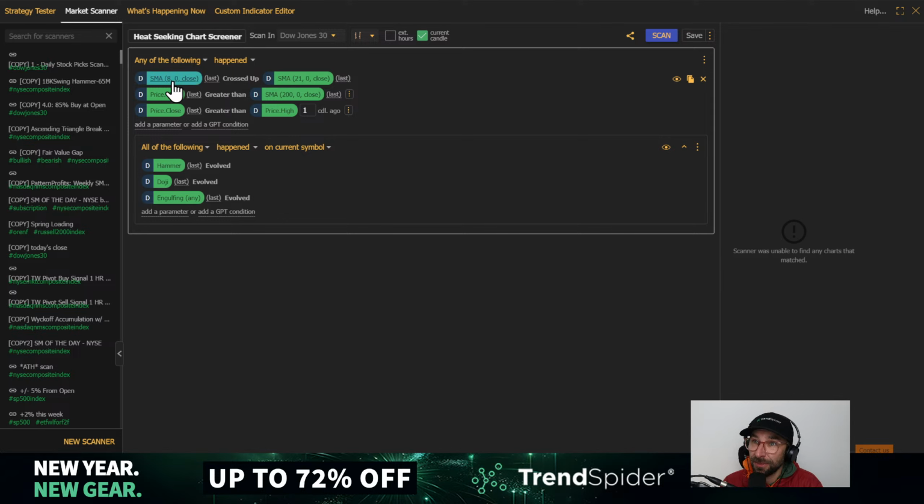So we're saying that either the 8 is crossing up on the 21, or the current close is greater than the 200, or the current close is greater than yesterday's high, or all of these three things are true. Now, obviously, a candle cannot be a hammer, a doji, and an engulfing at the same time. That makes no sense. So in no circumstances will this condition group be the reason why a ticker comes up as meeting this criteria, but the any of the following up here does pertain to our condition group.